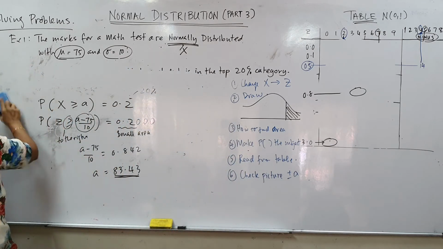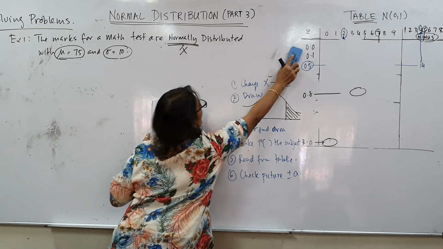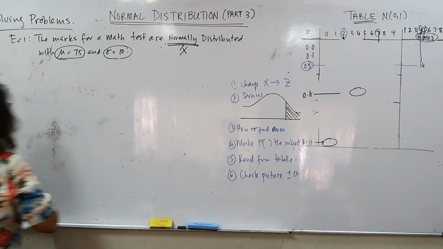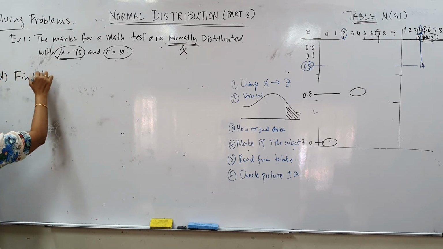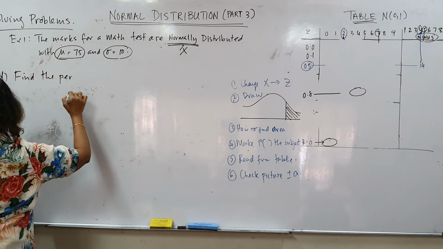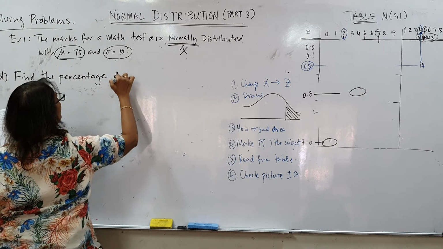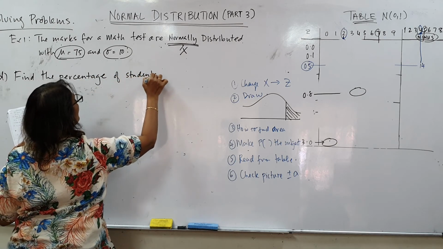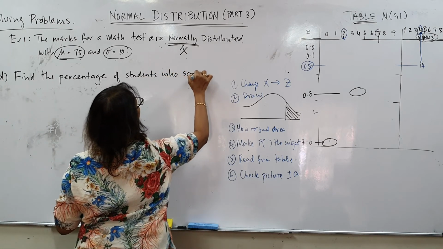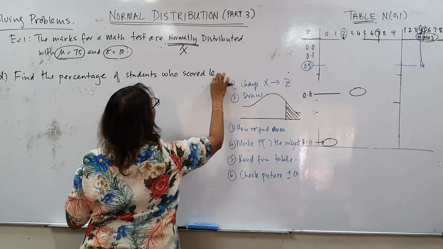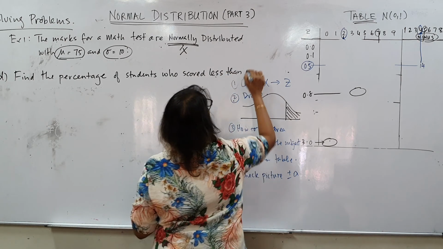Part D. Find the percentage of students who scored less than 70 marks.